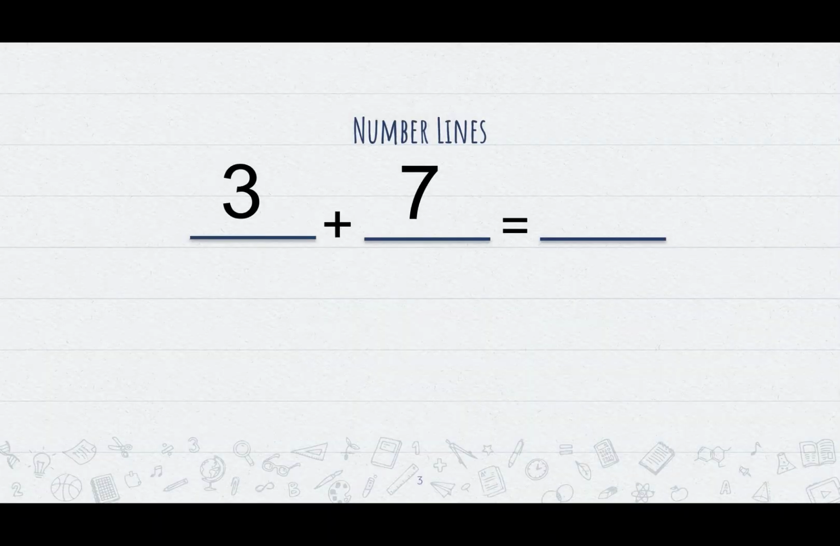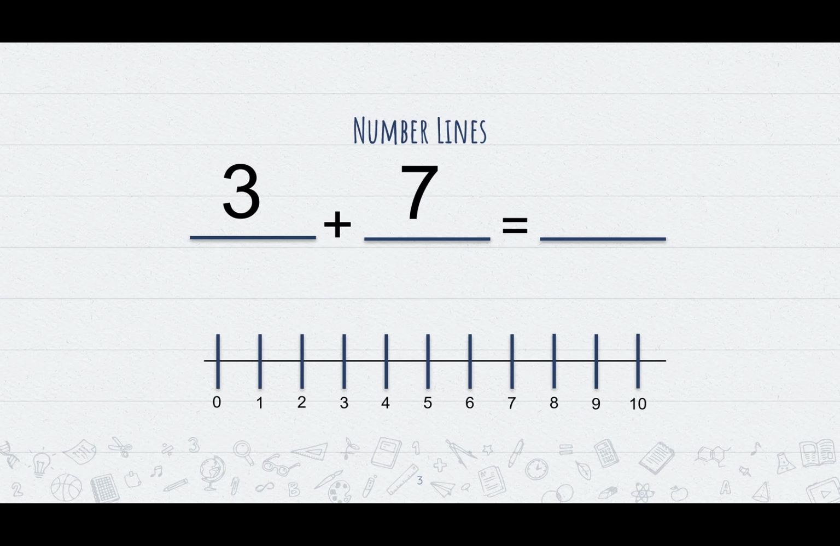So let's try this one. Remember we talked about how the first number in your addition sentence is the number that you start at. So we're going to find our stick on our number line. That is number 3. So we have 0, 1, 2, 3. So we're starting at 3. And then this number tells you how many hops to make. So we're going to make 7 hops.